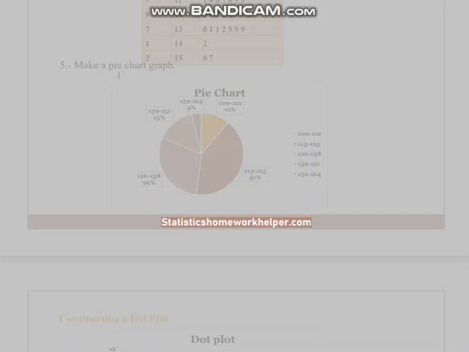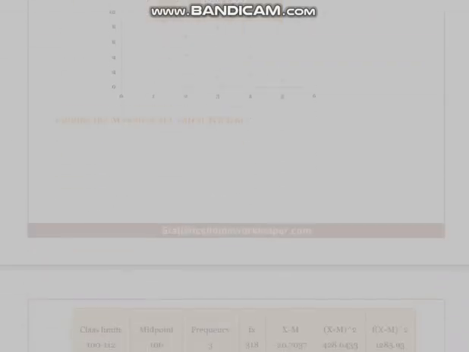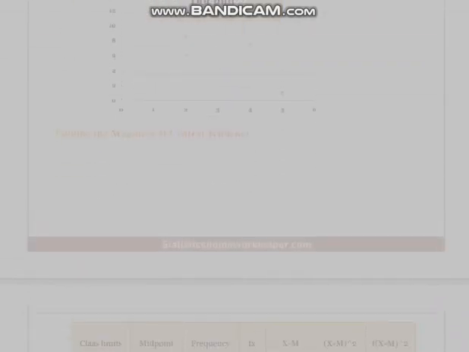Constructing a dot plot. Dot plot. Finding the measures of central tendency.